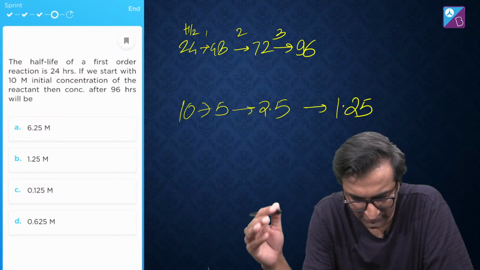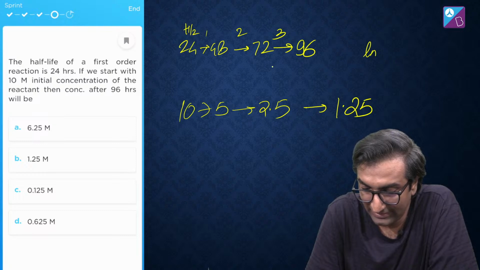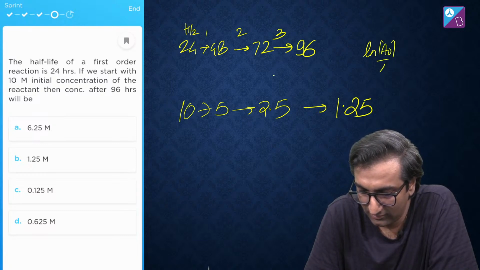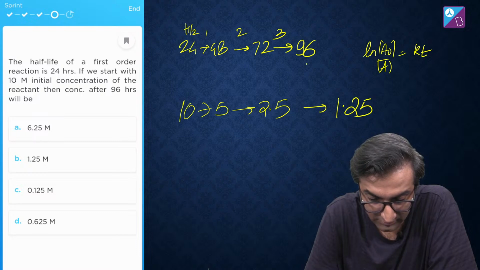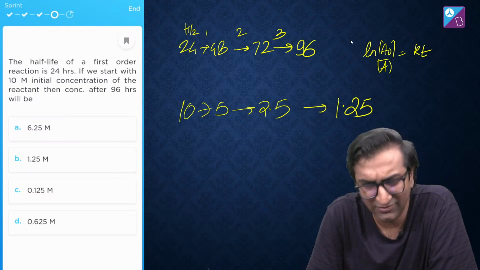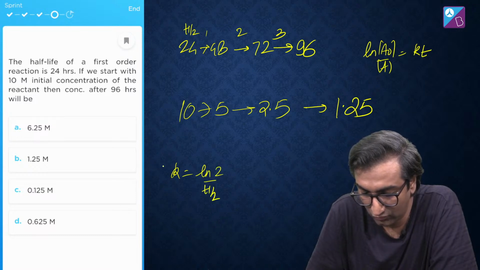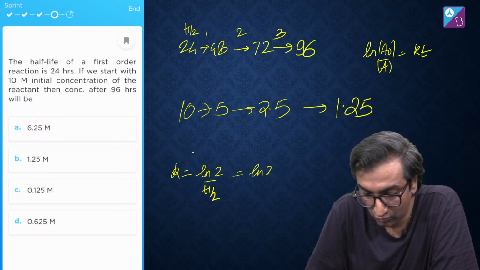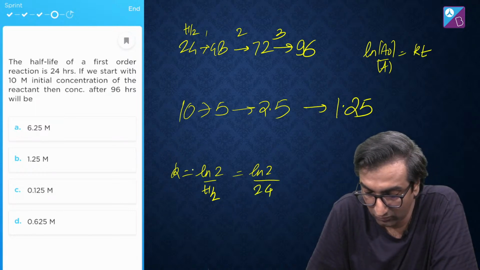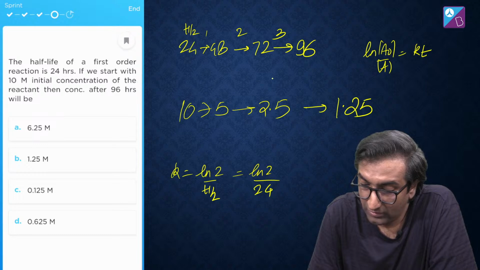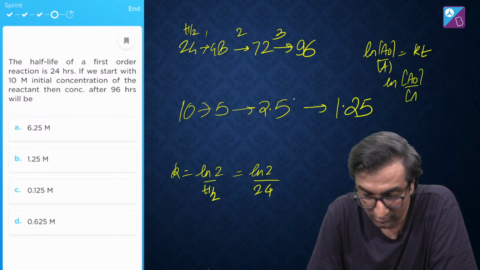If you want to do it from first principles, कर लेंगे यार. करते हैं first principle. ठीक है, करते हैं first principle से. You do ln of a naught by a equal to kt. ठीक है. Start with half life of first order reaction t half. ठीक है, पहले k निकाल लेते हैं. K equal to ln 2 by t half. Okay, cool. Which is equal to ln 2 by t half क्या था? T half क्या था? 24. Okay, great.